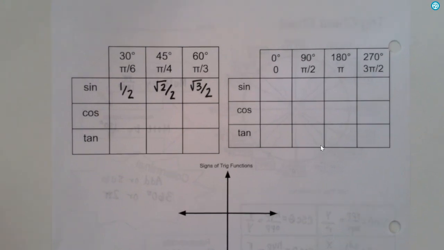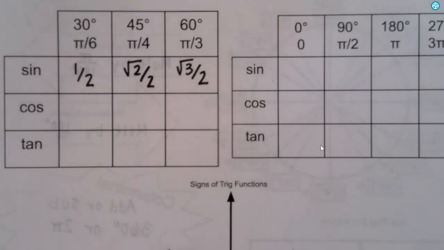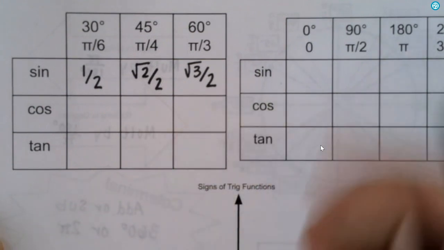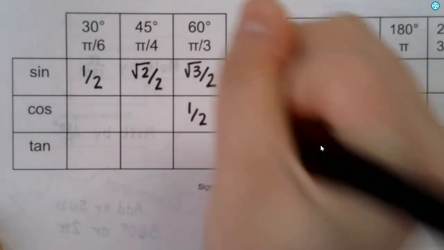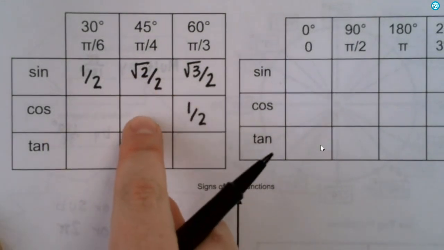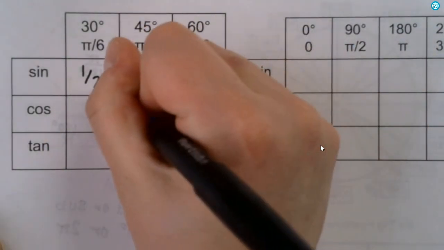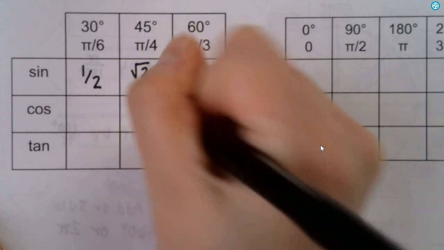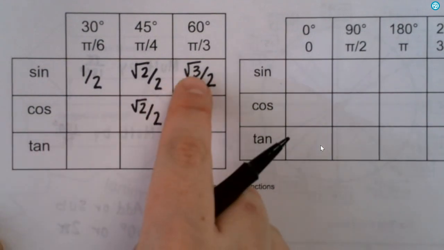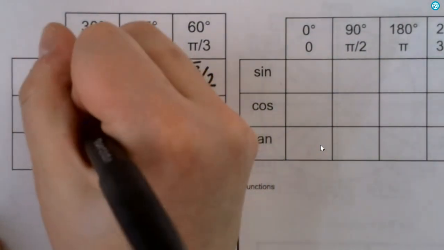Fun fact, sine and cosine are co-functions. So sine of 30 is the same as cosine of 60, so it's 1/2. Sine of 45 is the same as cosine of 45, so it's square root of 2 over 2. And cosine of 30 is the same as sine of 60, so it's square root of 3 over 2.